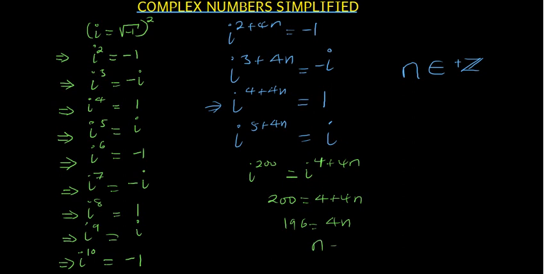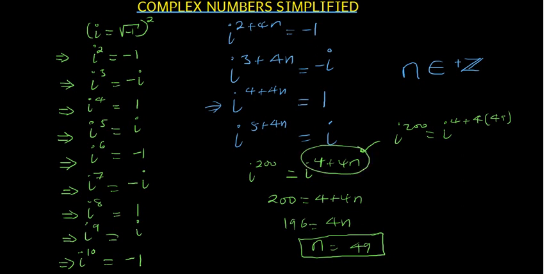So to remain with n, we are going to divide 196 by 4. And that is giving us 49. So 49 is an integer. So that means i to the power 200 is the same as i to the power 4 plus 4 times, where there is n here, we are putting a 49. And we know that anything that can be written in this form, then the value that we are going to get is a 1. That means i to the power 200 is equal to 1.